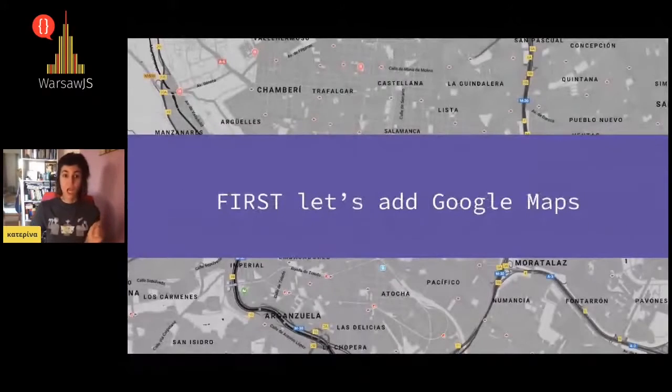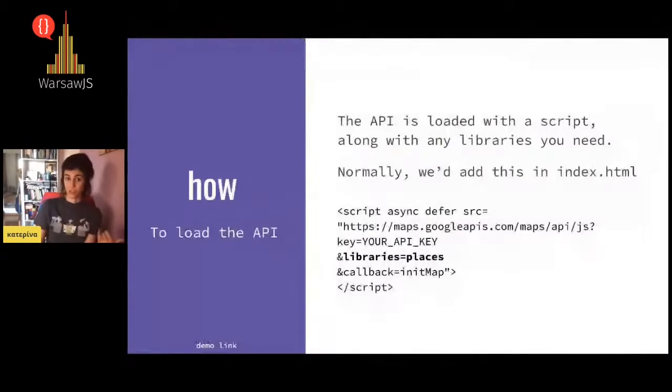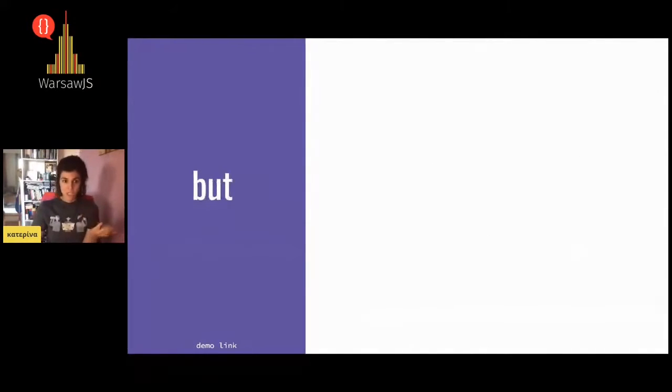So first of all, you have to add the Google Maps API in your application. How do you do that? The Google Maps API, like most APIs from Google, is loaded with a script. Normally, you would add this in index.html. As you can see, it's just a script tag where you would have your API key, and you would add any libraries that you may need to use. In this case, we'll be using the places library because we need to find places to find directions from and to places.